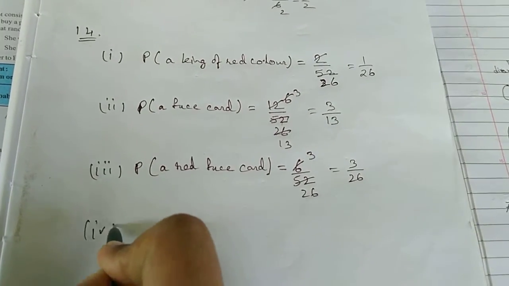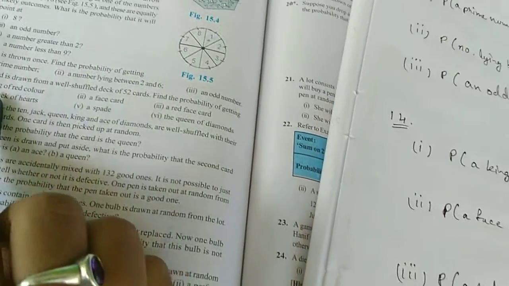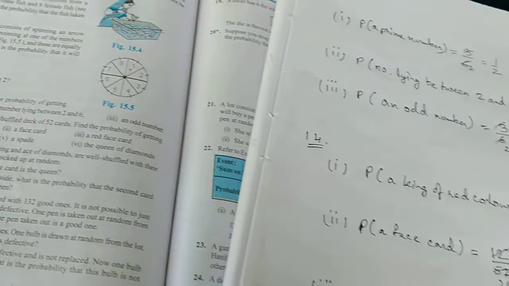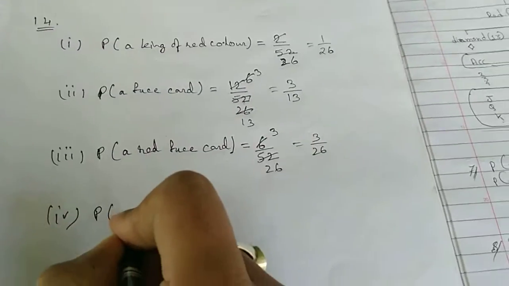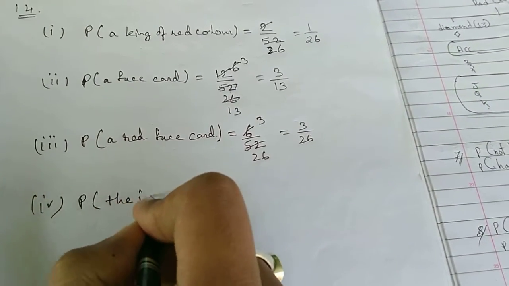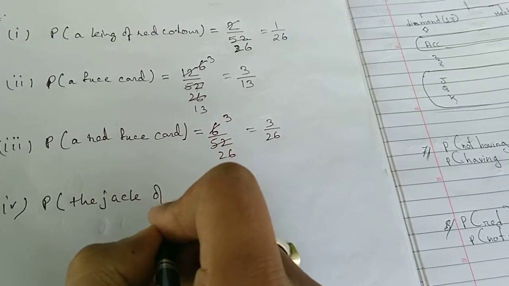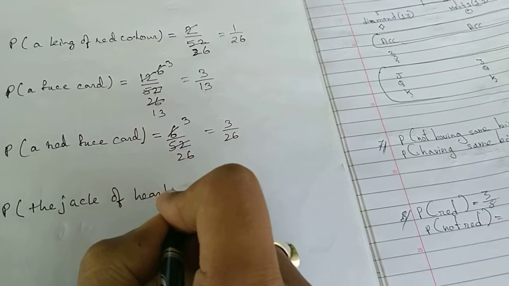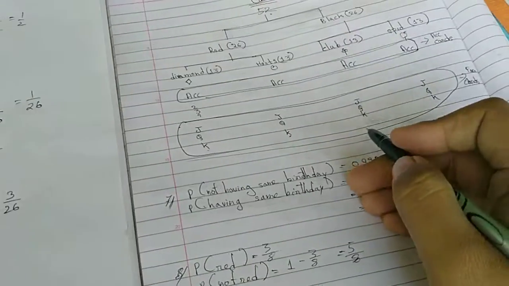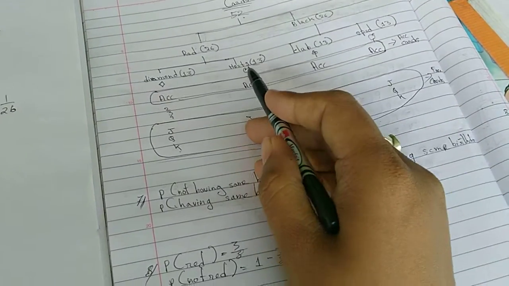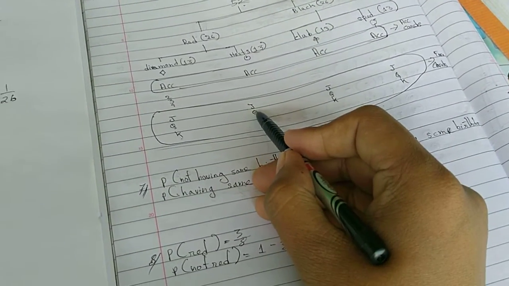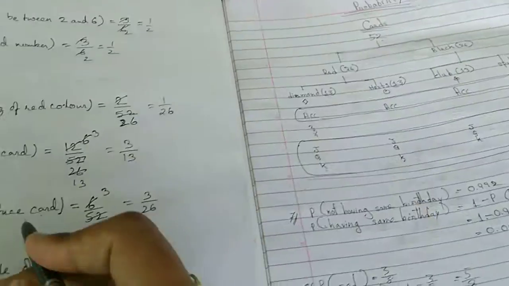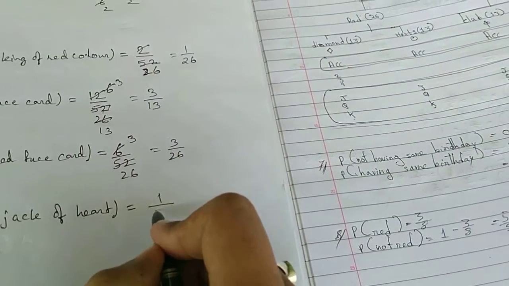The 4th part, a jack of heart. Probability of the jack of heart. So what is the probability of jack of heart? So heart and then jack. So how many? 1 by 52.